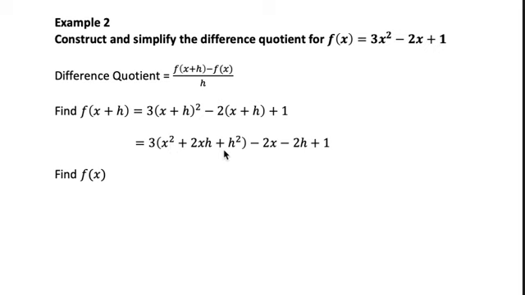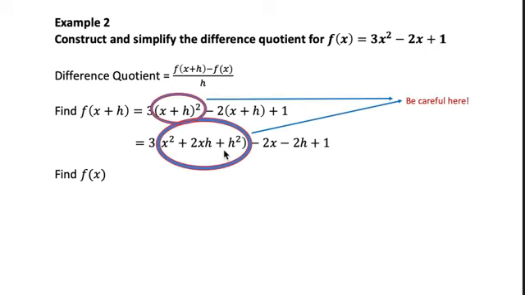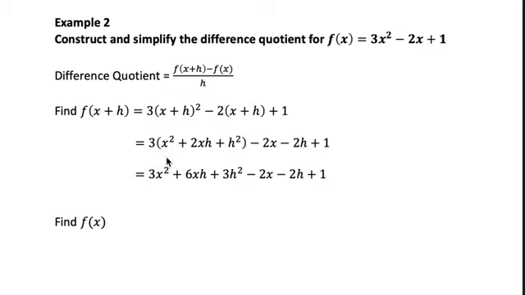Notice this is equal to x squared plus 2xh plus h squared. A lot of students screw that up. X plus h squared is not x squared plus h squared. Remember, there is a middle term. Be very, very careful here. Remember to use FOIL. And then distribute the 3. Don't distribute the 3 first. That will screw you up. So first we're going to do x plus h squared. Then we're going to distribute the 3. So we end up with 3x squared plus 6xh plus 3h squared minus 2x minus 2h plus 1.